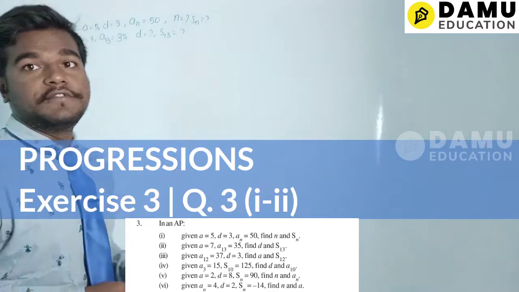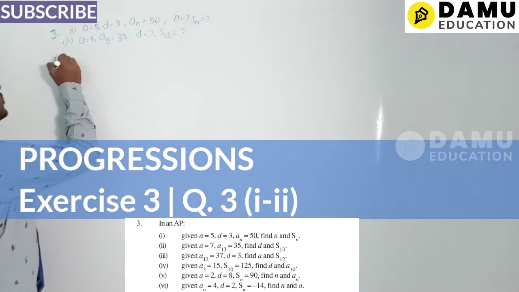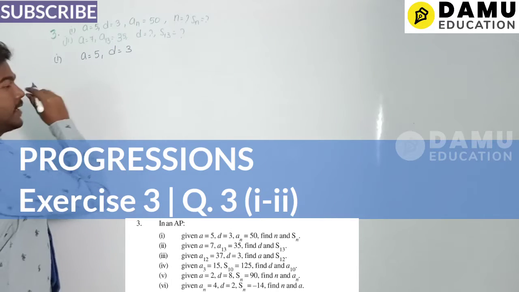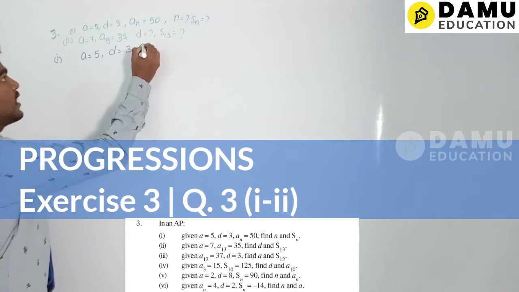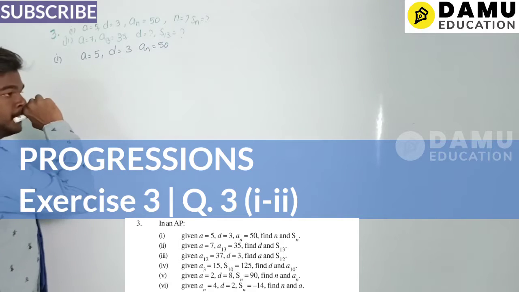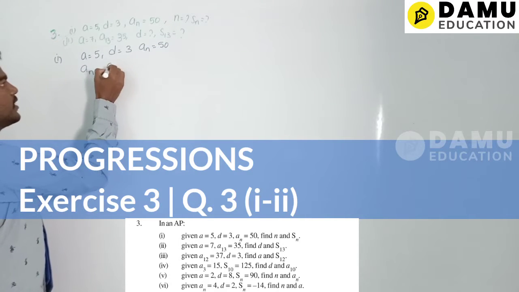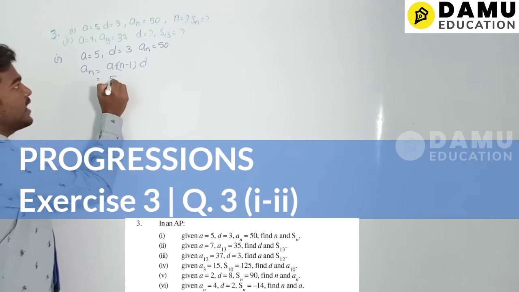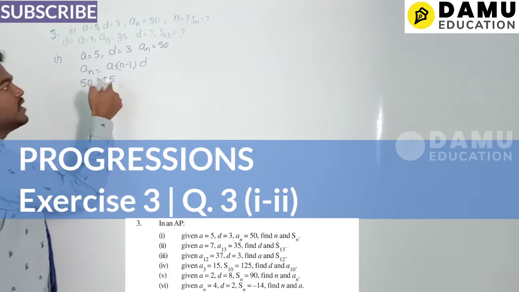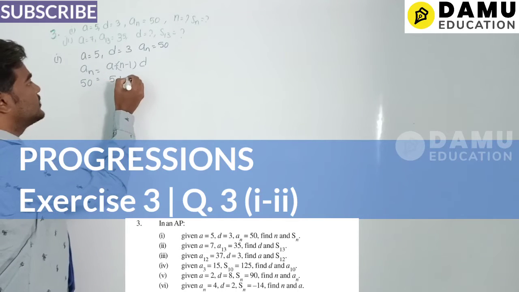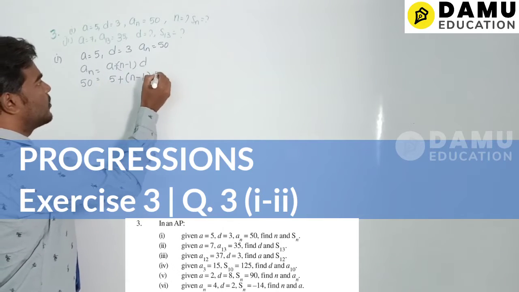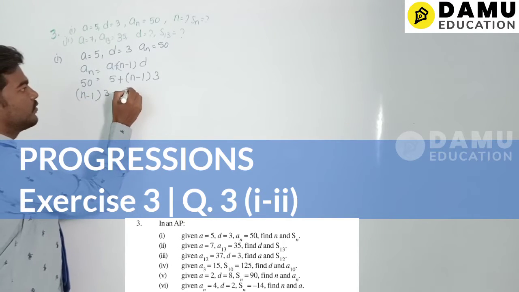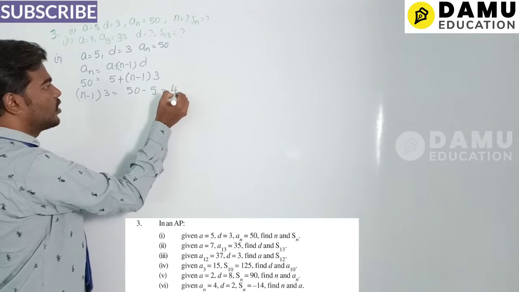So let's write the first one. What is the solution? a will be equal to 5 and common difference will be equal to 3, and the nth term an will be equal to 50. What is the nth term formula? an will be equal to a plus n minus 1 into d. So here an we know is 50, first term we know is 5, plus n minus 1 into common difference 3. So n minus 1 into 3 will be equal to 50 minus 5, we will get 45.